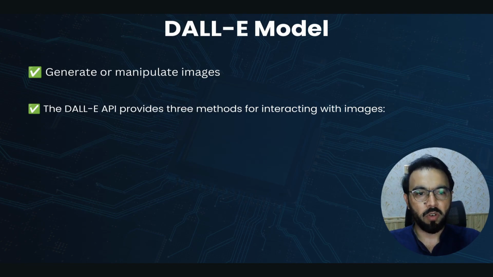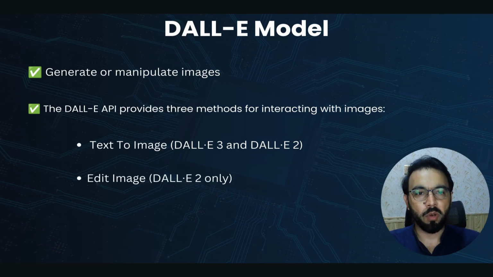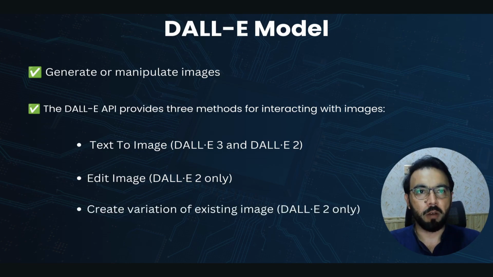The DALL-E API provides three different methods for interacting with images. The first is text to image. As I mentioned, you give a prompt as input and the DALL-E model generates an image in the response. You can use both DALL-E 3 and DALL-E 2 models. The other is editing an image. If you have an existing image and you want to edit that image or some particular part of it, you can do it with the DALL-E model, but that is supported only by DALL-E 2. The third is creating a variation of an existing image, again using DALL-E 2 only.